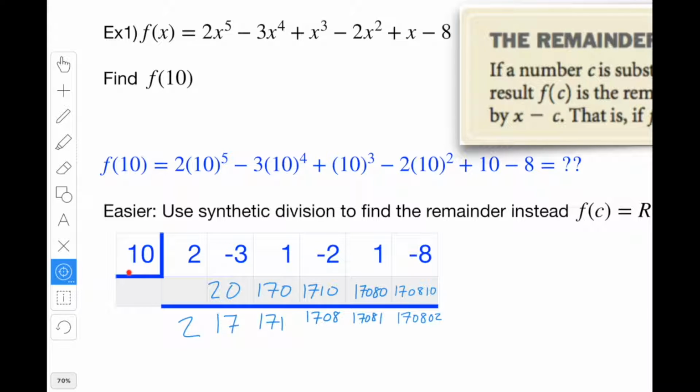So here's the 0, and then 2 goes down, and then multiply by 10, add, multiply by 10, add, multiply by 10, add, multiply by 10, add, multiply by 10, add. There it is. This is your answer. You can say that f of 10 is equal to 170,802. That's because the function f of c, f of 10, is equal to the remainder, and this is what the remainder was.